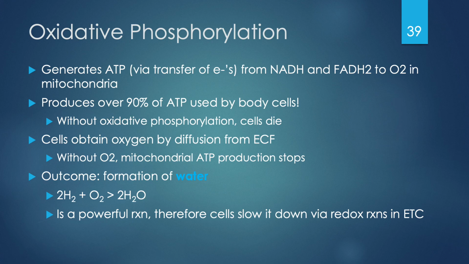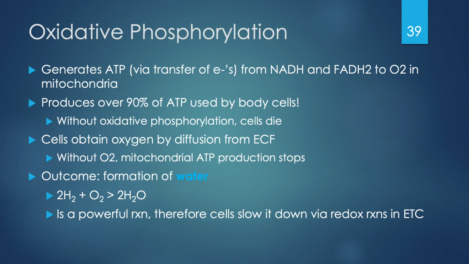Now cells are going to be able to get their oxygen just by diffusion from the extracellular fluid, right? And without oxygen, or without adequate oxygen in the extracellular fluid, mitochondrial ATP production stops. And when that stops, we have no oxidative phosphorylation and we have cell death. The outcome of oxidative phosphorylation is water, right? So we have 2 hydrogens and oxygen which come together to give us 2 waters, and that's it. So this is a very powerful reaction, and so we have to slow it down.